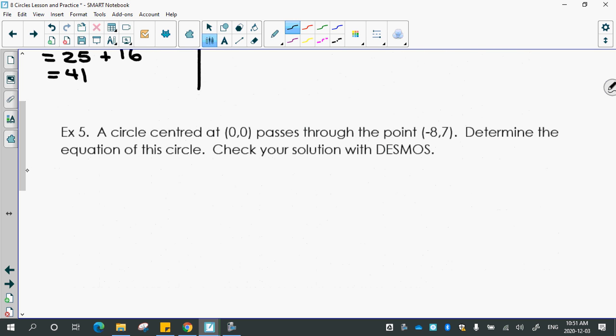Okay, a circle centered at 0, 0 passes through the point negative 8, 7. Determine the equation of the circle. Check your solution with decimals. Okay. So, because this is centered at 0, 0, we know the left side of the equation is this, correct? But we need to know what r is in order to be able to fill out the right side. We need to know the radius. Agreed? Any ideas of how we could find out the radius?